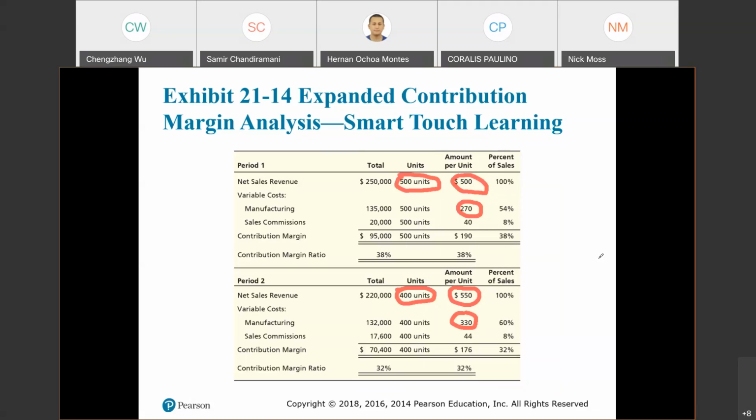Well, because of these changes, I mean the changes in variable cost, in sales price, and the sales volume, the contribution margin ratio also changes. In this case, the contribution margin ratio decreases from 38% to 32%.